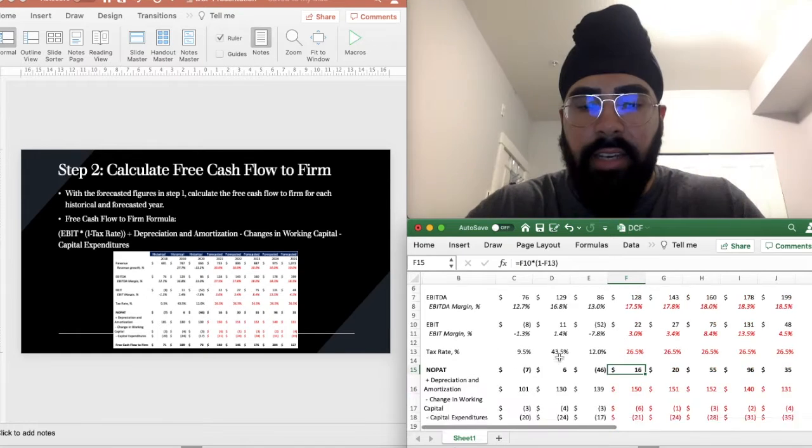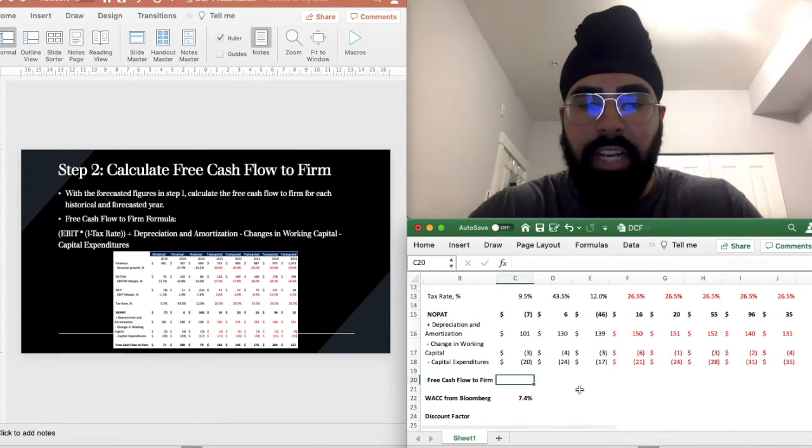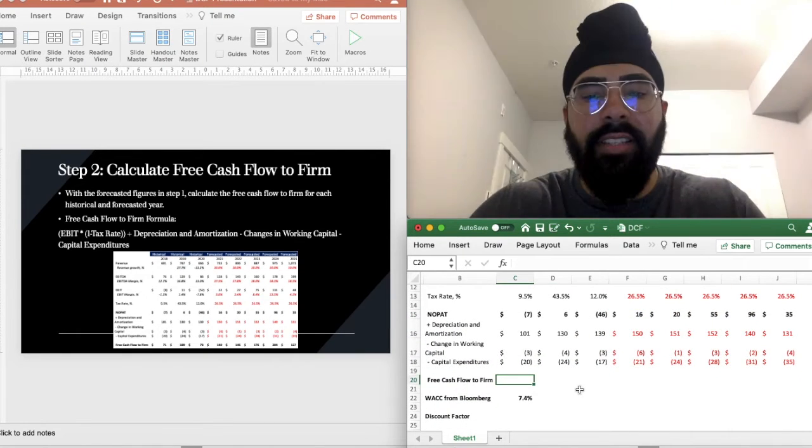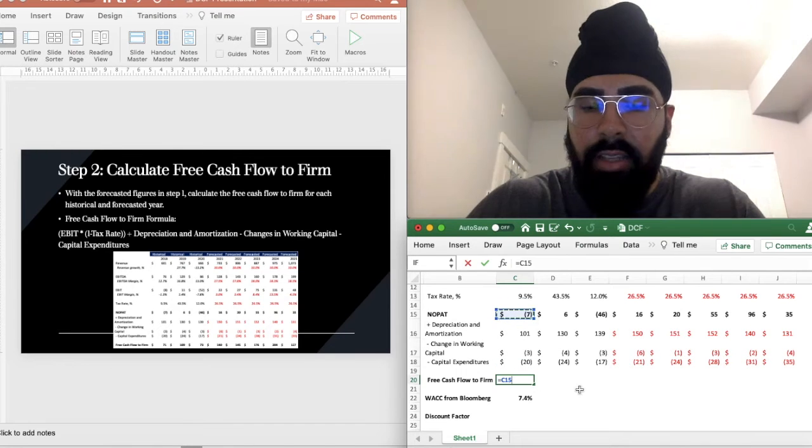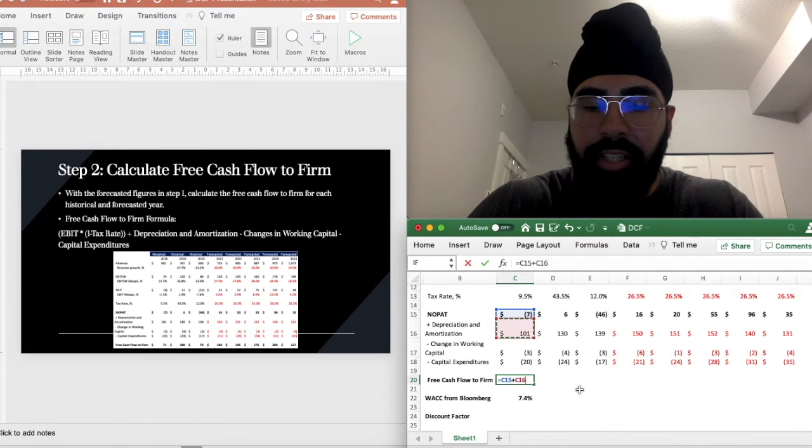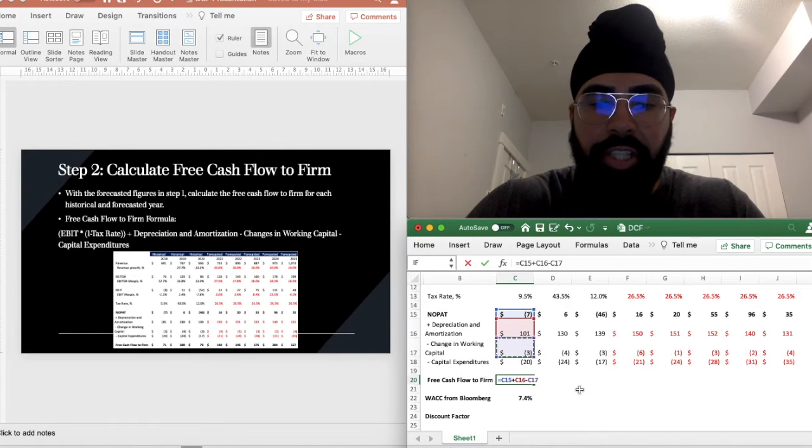All right, and then the next thing we go down here is the free cash flow to firm. And the formula is pretty basic. It's just NOPAT plus depreciation and amortization, minus the change in working capital, and then minus capex.